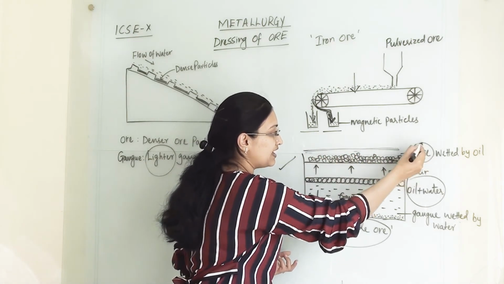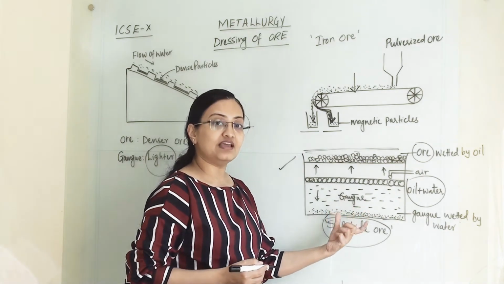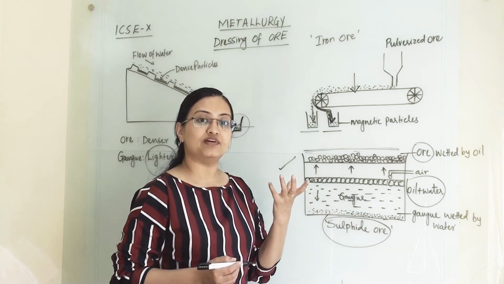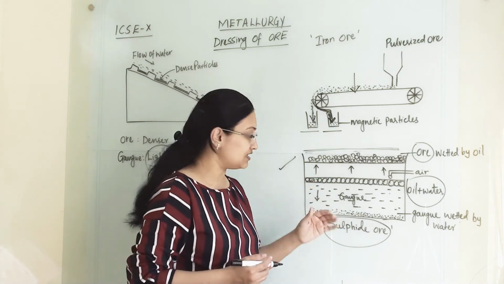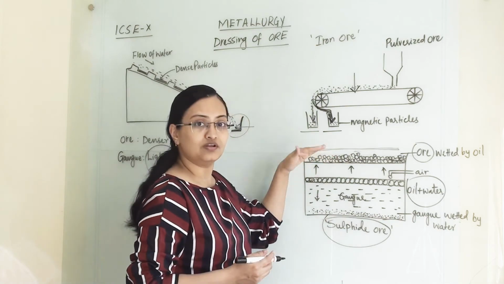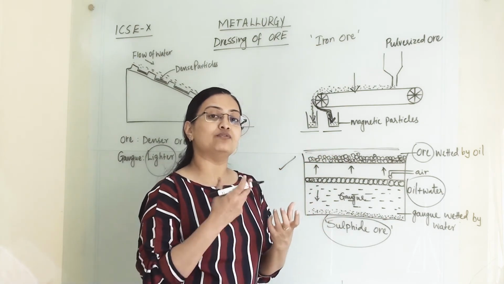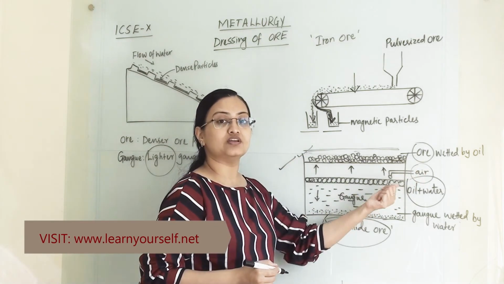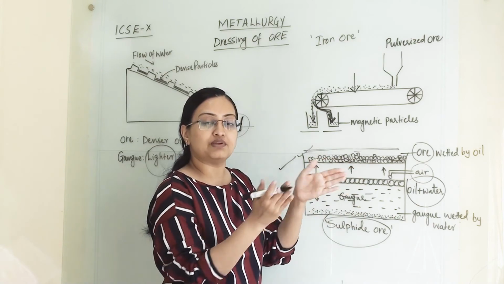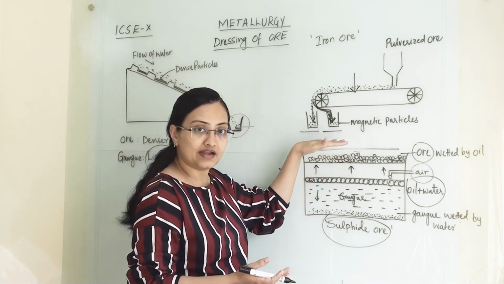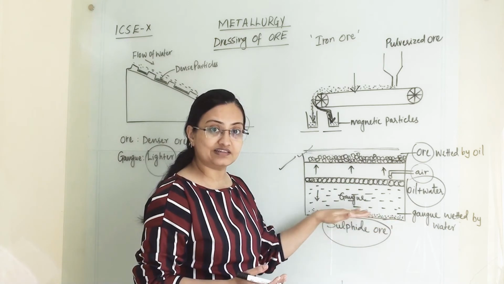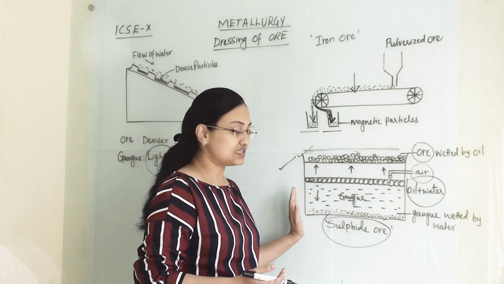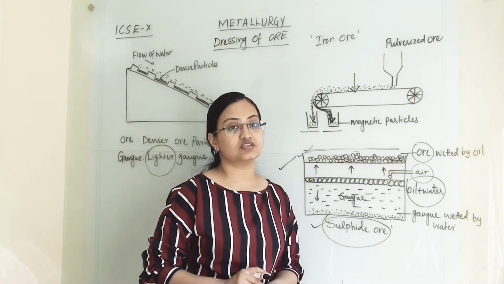So this is the ore, and the gangue particles will get wet by water, become heavier and settle down. And our ore, which is sulfide ore, will get wet by oil and come up because of the air which we are blowing into the vessel. That is how we separate the two things, sulfide ore at the top and gangue particles at the bottom. This process is known as the froth flotation process, and it is basically used for sulfide ore.